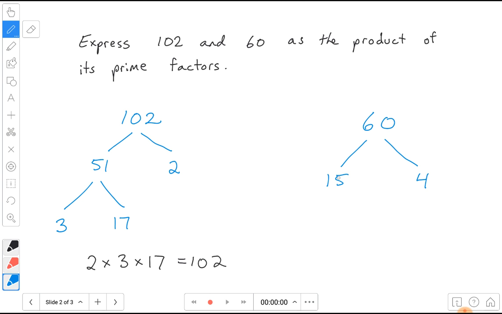15 times 4 gives us 60. 4 we can write as 2 times 2, and then that is two prime numbers there. 15, we can write that as 3 times 5. And those are prime numbers there. So if we're going to write 60 as the product of its prime factors, we have 2 times 2. Like in our first example, that is 2 squared. And we multiply that by 3 and multiply that by 5, and that gives us 60.